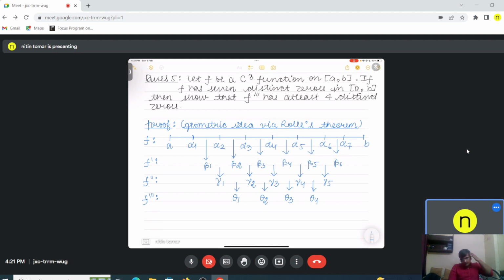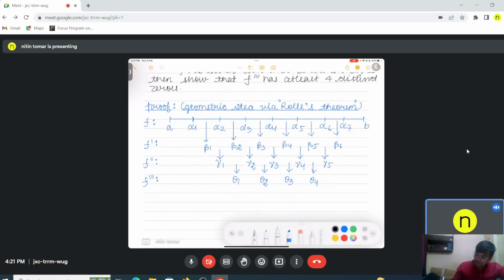Okay, so is this clear? The idea should be clear. I'll write it formally, mathematically, but is the idea clear? At every step we are using Rolle's theorem. I'll give you this as an exercise to write down as a proof.